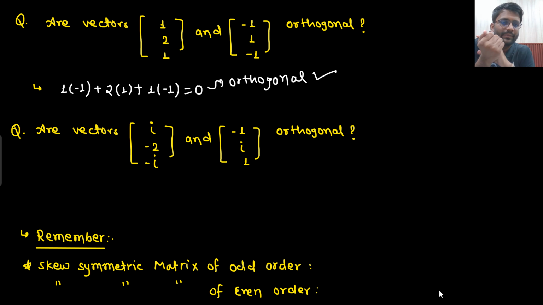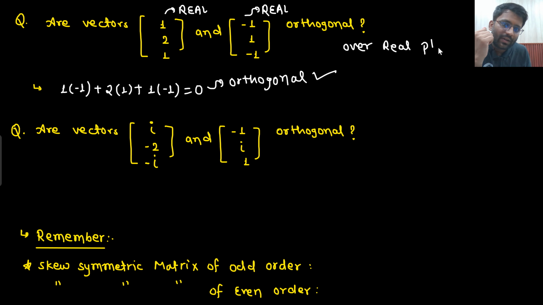Right? Is this a real vector? Yes, sir. Is this a real vector? Yes, sir. So I will say they are orthogonal over real plane. Orthogonal over real plane. Now here I need to check the orthogonality. So someone will say that, sir, how will I check the orthogonality? Is it real? No. It is complex.